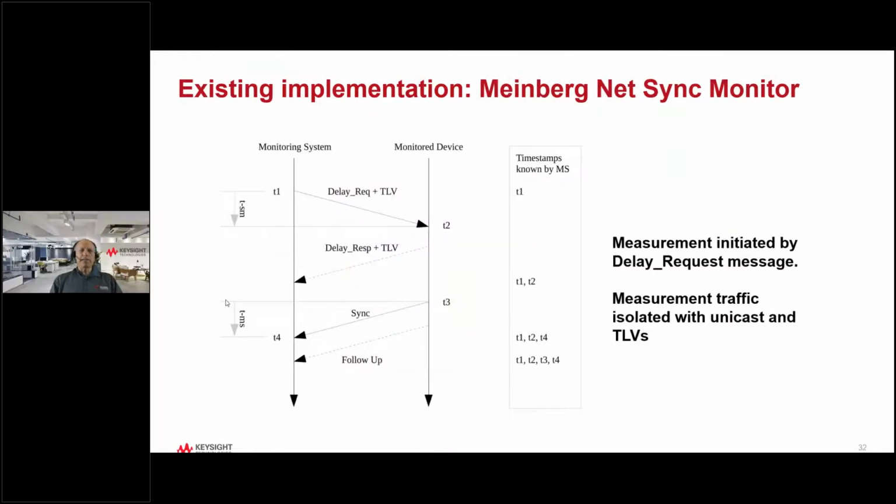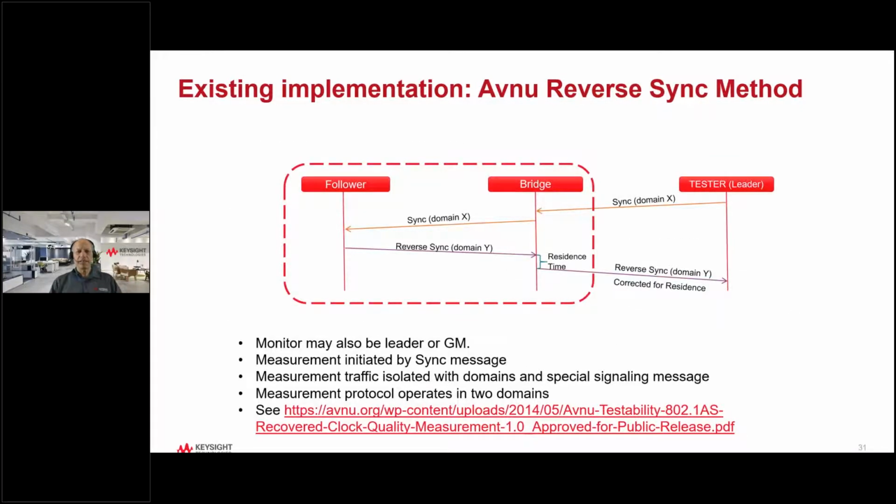Another existing implementation is from Meinberg, and this is Alon, one question. This is Michel. What is the underlying reason why those reverse syncs are sent on a different domain? It's to prevent confusion on the bridge, and to actually get the bridge to forward it.